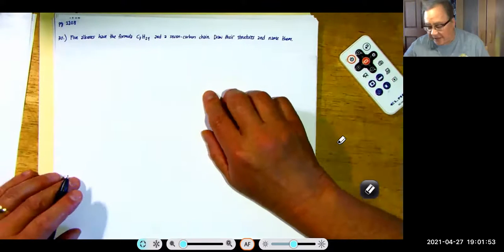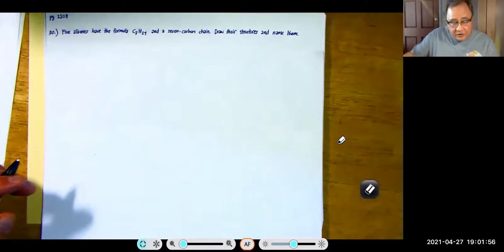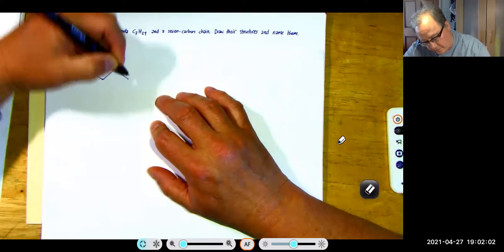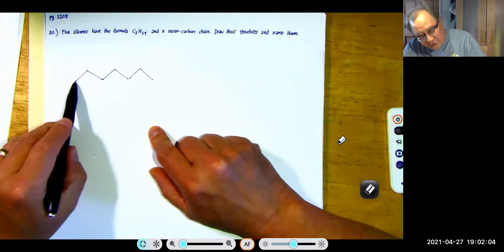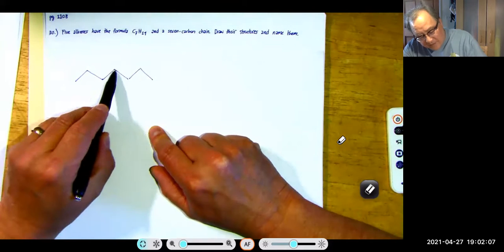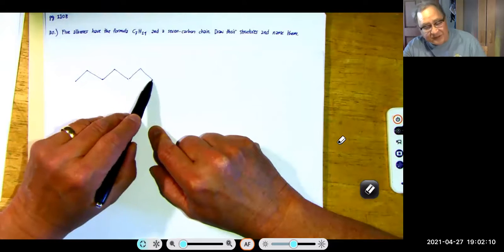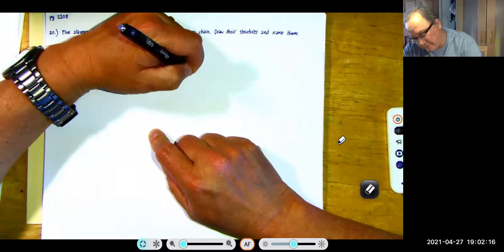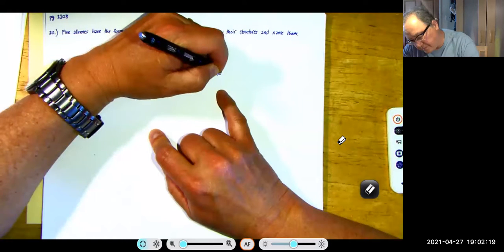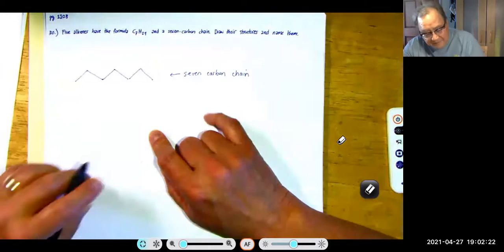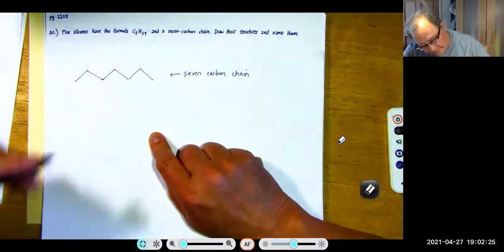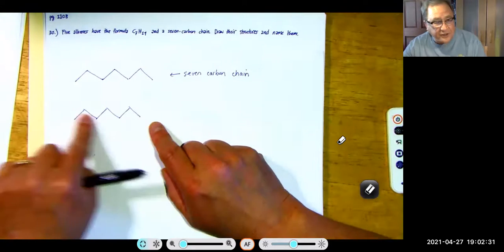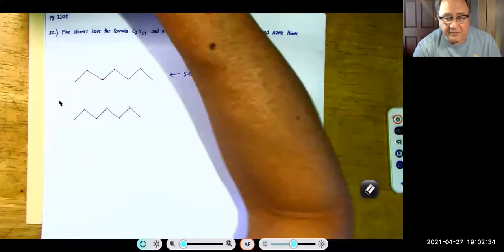So for a 7-carbon chain, I like to use a line drawing. One, 2, 3, 4, 5, 6, 7. So I have a 7-carbon chain. Okay, now it says alkene. So in the future, when I draw these, I'm just going to remember 3 mountains. Does that sound right?